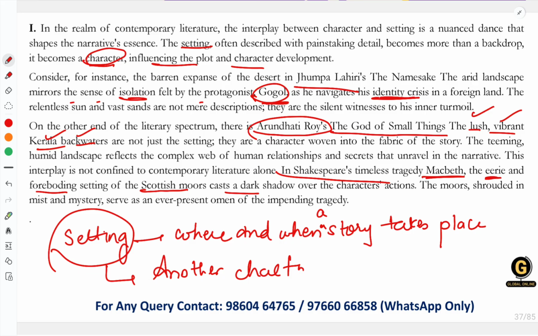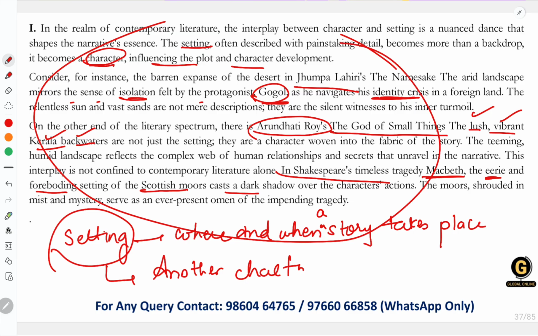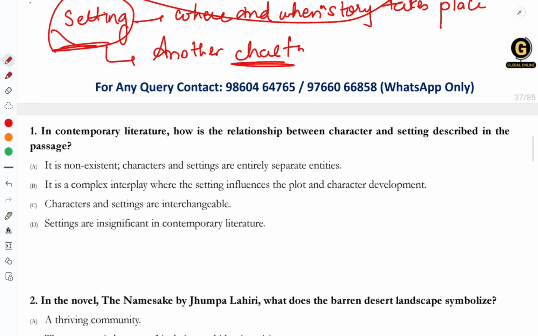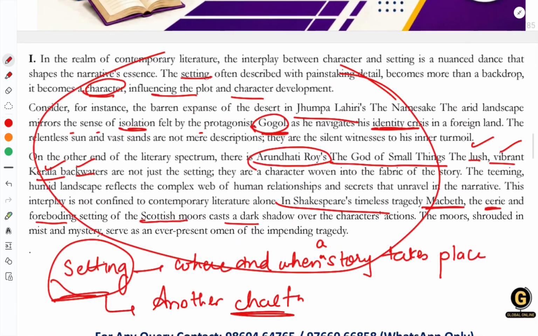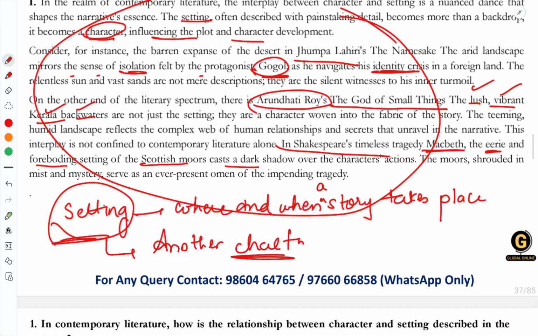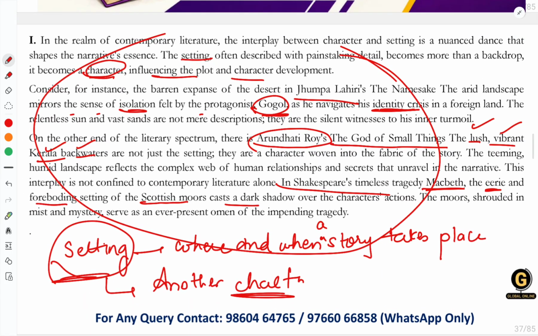So to understand the entire paragraph, the setting and the character both work together. The setting reflects emotions, influences characters, creates mood and shapes the narrative. This is what the entire passage is talking about. Now understanding the passage is done. What you have to do in the exam is understand the first paragraph. Here the author is directly talking about the setting and character.